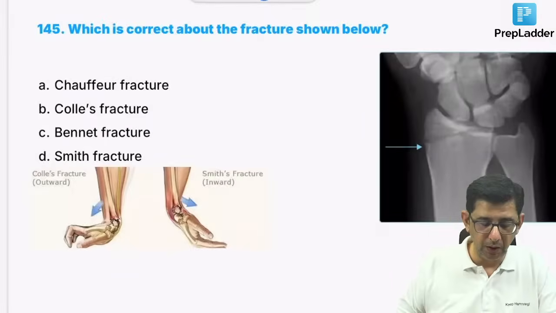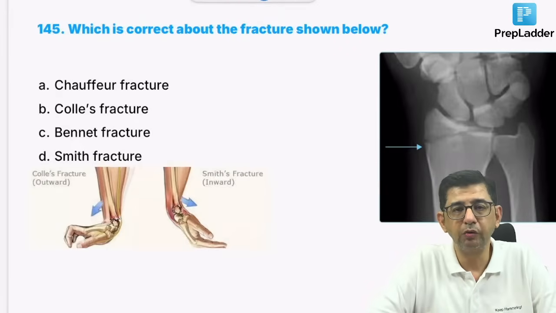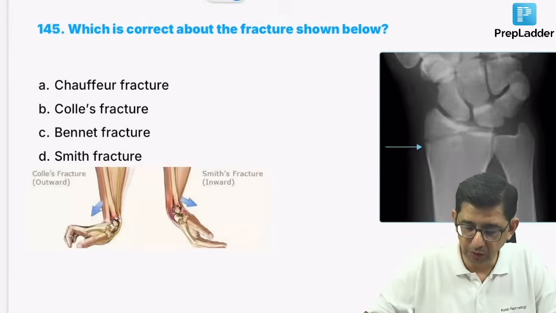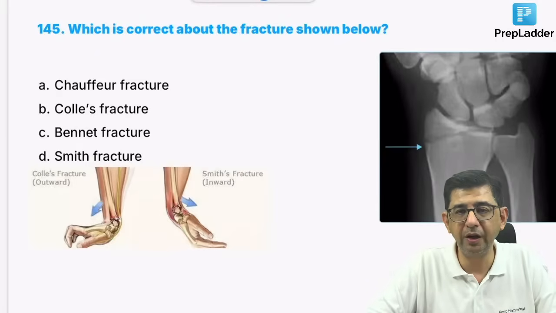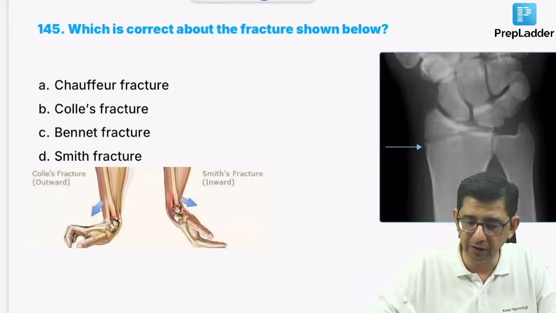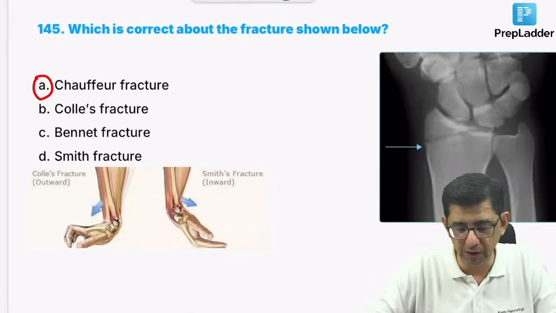Okay, so what is correct about the fracture which is shown here? Don't focus on the image currently shown, just focus on the X-ray which is shown, and you can see the radial styloid fracture is occurring. And the radial styloid fracture would be called Chauffeur's fracture. The answer for this question would be option number A. Great, perfect. I think everybody got it right.